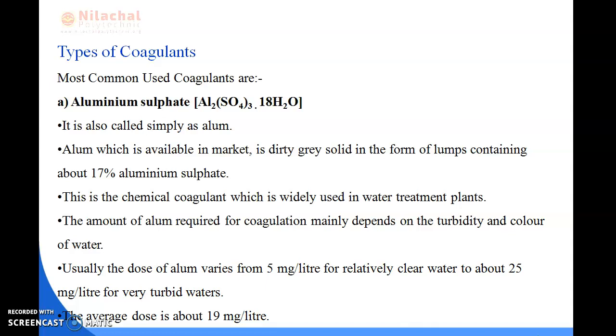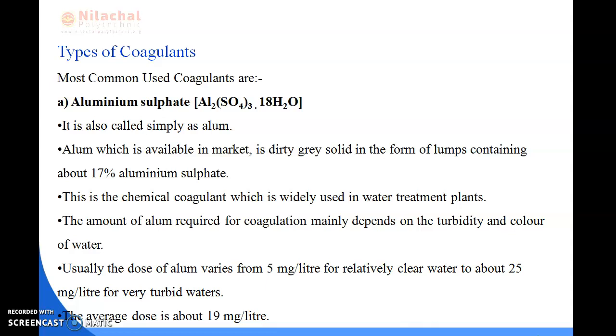So, we can say that aluminum sulfate is simply called alum, and it is available in the market as a dirty grey solid in the form of lumps which contains 17% of aluminum sulfate. And it is a chemical coagulant which is widely used in our water treatment plants.